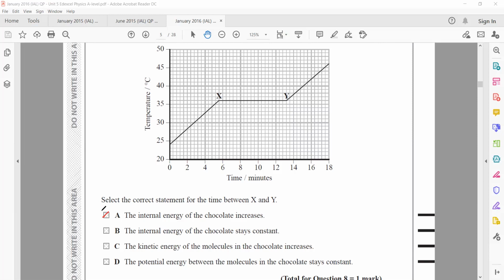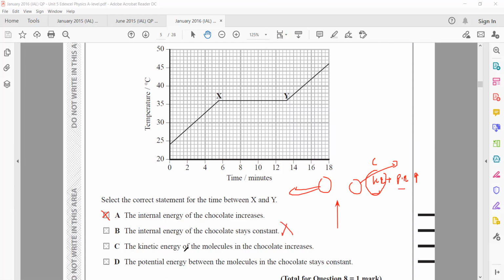Yeah, A is the right answer. Why? Look, internal energy is a sum of kinetic plus potential. So basically, when we supply energy to change the state, the temperature does not change. So the kinetic energy will remain constant, but the energy supplied is used to separate the particles. So the potential energy is increasing. If the potential energy increases, the total energy, which is a sum of kinetic and potential, will also increase, even though the kinetic is kept constant.